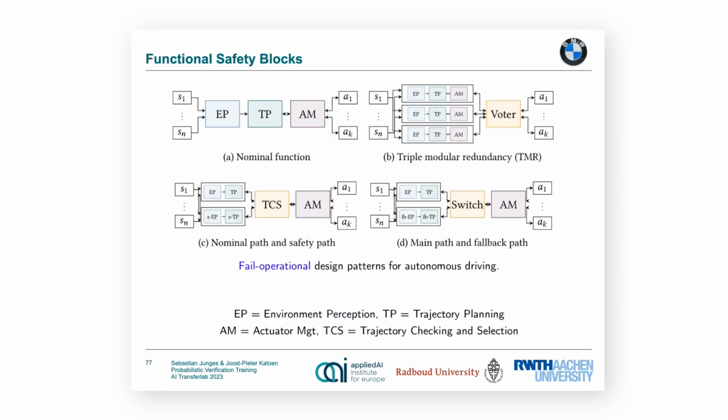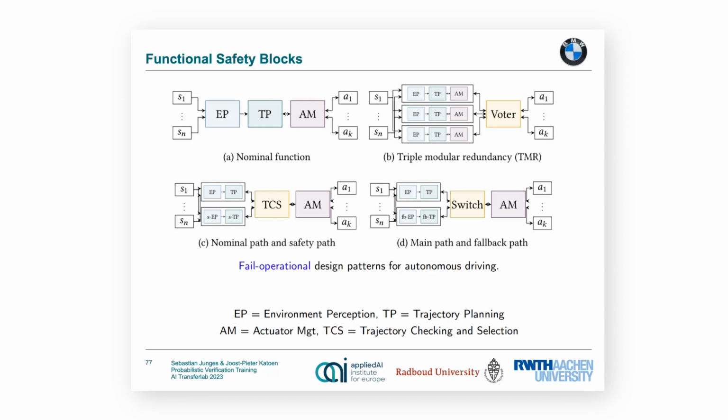What BMW provided us were basically functional safety blocks. So here you see some of them, four of them at the top. Here you see something like environment sensors on the left. You see some planning control. These are these EPs and TPs, and you see actuators on the right, which are those A1s up to AK.